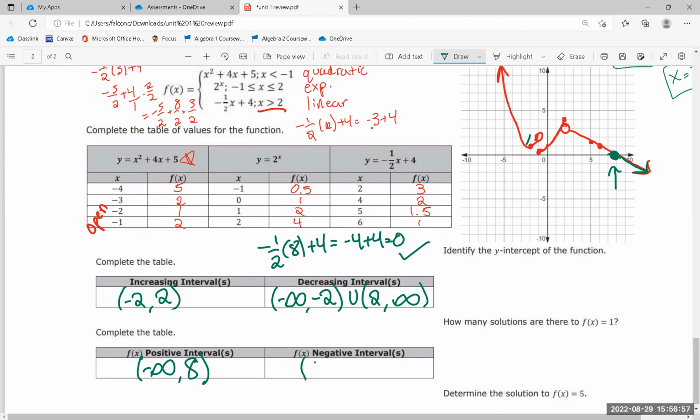All right. And then negative intervals, we start getting negative after the 8. So we start at 8, don't include it, and then that linear piece goes on forever and ever as x gets bigger and bigger. So x goes to positive infinity. So we're below the x-axis, everything after 8. And again, we don't include 8, we put a parentheses around it because at 8 we're 0, and 0 is neither positive or negative.